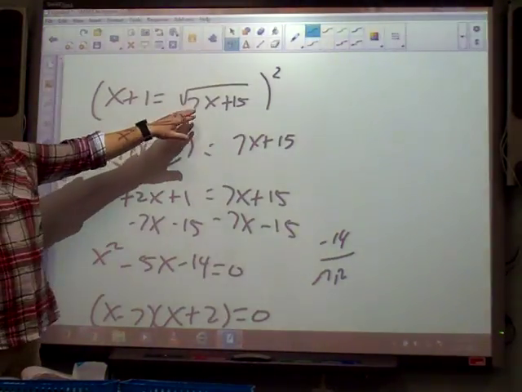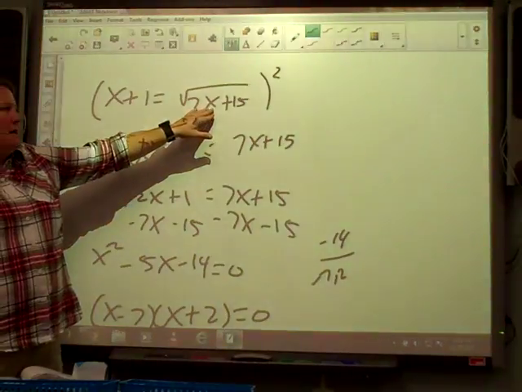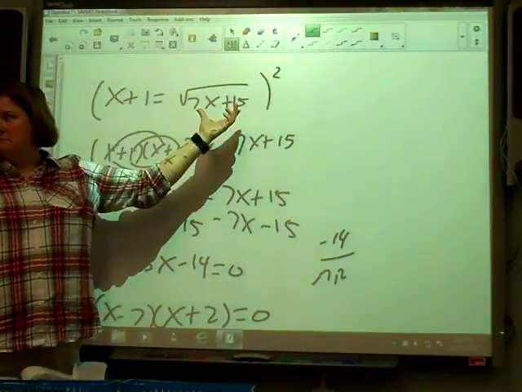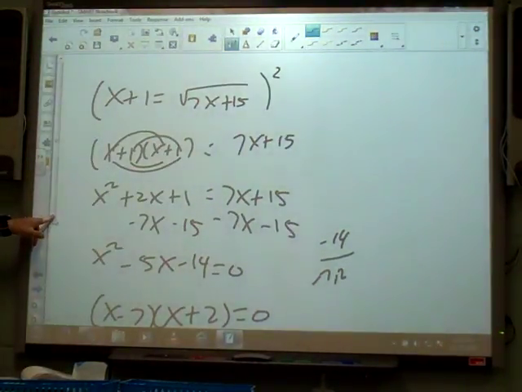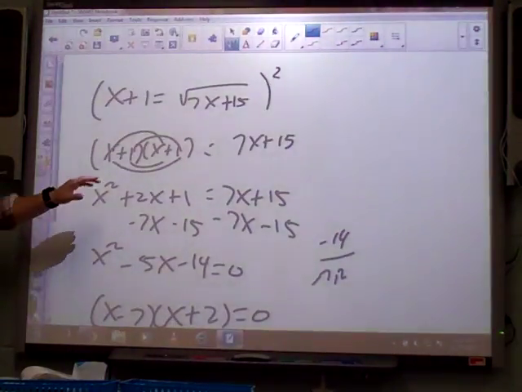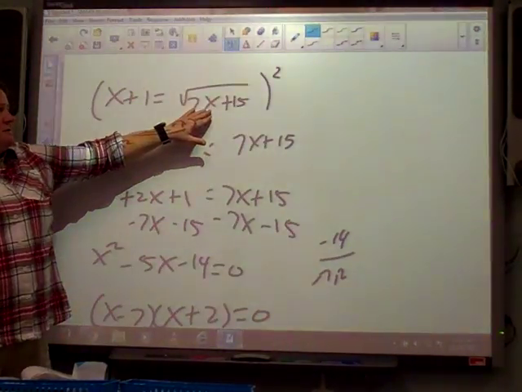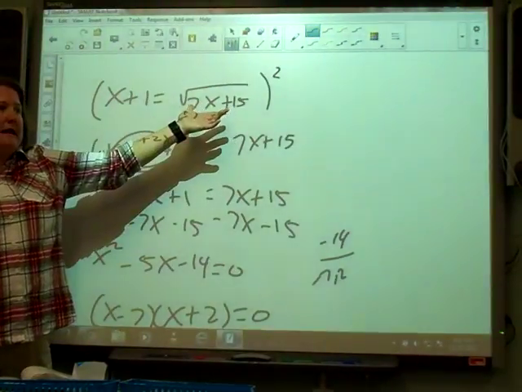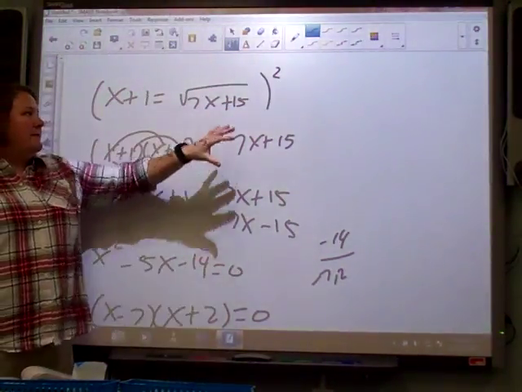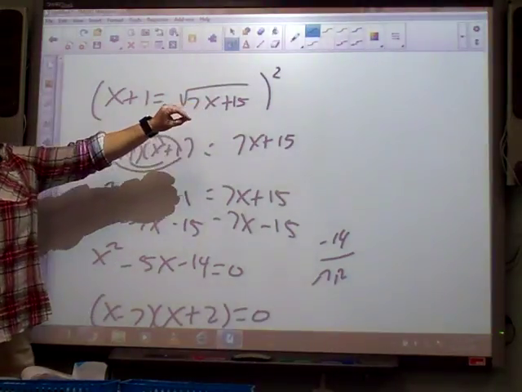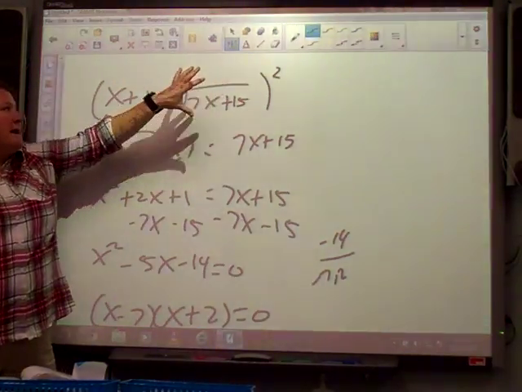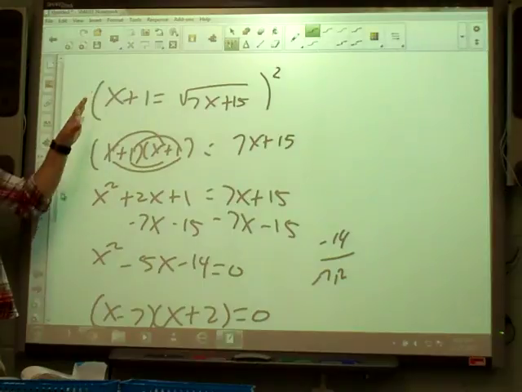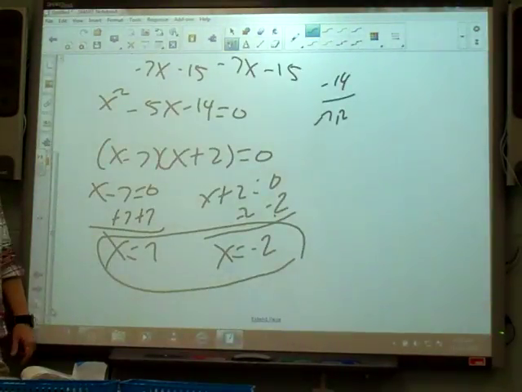First one I got, what were the answers? 7. 49, 49 plus 15, that's not a negative, right? So I'm okay on that. What was our other one? Negative 2. 7 times negative 2 is negative 14. Negative 14 plus 15. That's not a negative, right? So I'm good on that. If I ended up with a negative anywhere underneath there, I know that an imaginary can't equal a real. So I would know it's not one of my right answers.